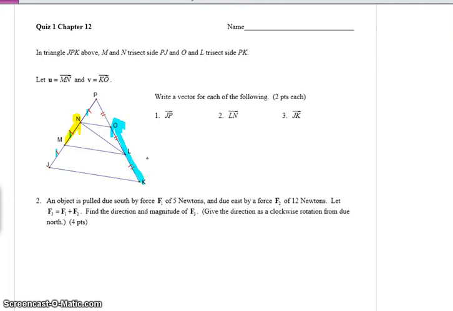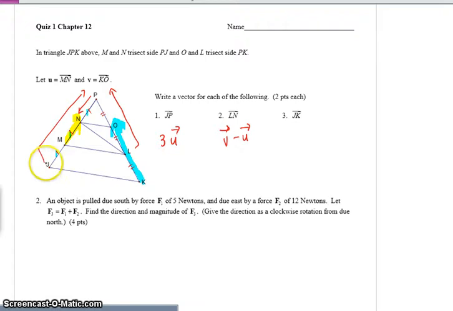Okay, vector JP. If you're looking at this, you're going like that. That's 3 times U. Okay, pretty straightforward. LN. To get from L to N, this vector is the same as V. Okay, and then I go back U. If I'm going in the opposite direction of U, that would be minus U. Okay, some of you had that wrong.